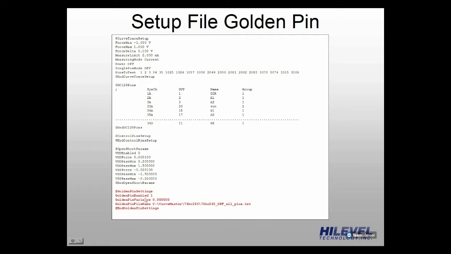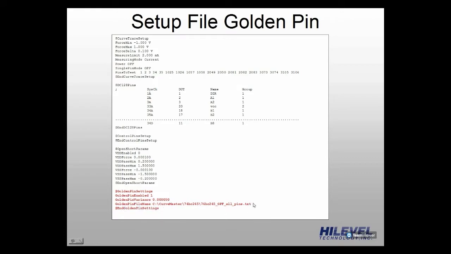When you set up and enable Golden Pin File, you will see a new region in your setup file for the Golden Pin settings, shown here in red. We see the Golden Pin Enable is set to 1. Then the variance is set to some value. Below that is the Golden Pin File, showing the complete path to the file that contains all the results to your golden device.